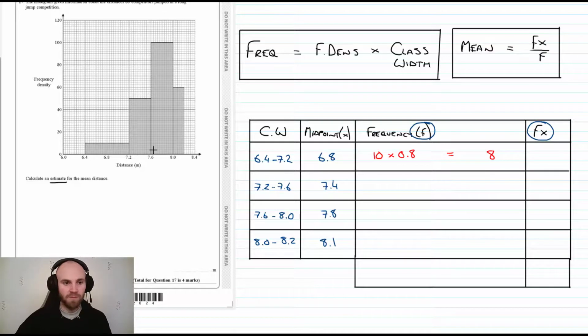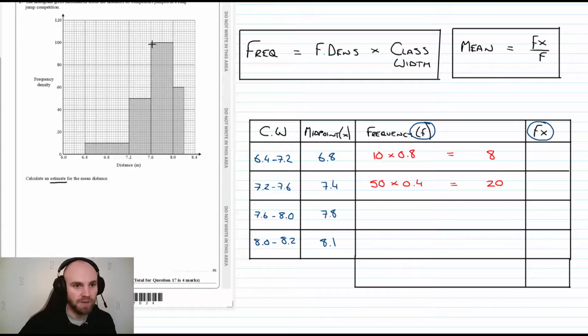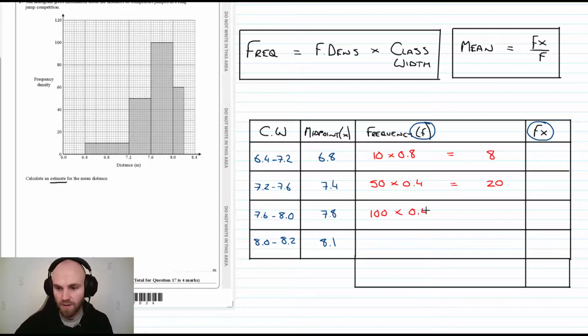So with 7.2 to 7.6, this bar here, the frequency density goes up to 50. And the class width is going to be 0.4. And that is going to equal 20 people. Again, 7.6 to 8.0, that goes all the way up to 100. And again, we've got a class width of 0.4. So that's going to equal 40 people. And for the last one, we have this 8.0 to 8.2, and that goes all the way up to 60. But we have a class width of 0.2, and that is going to give us 12 people.